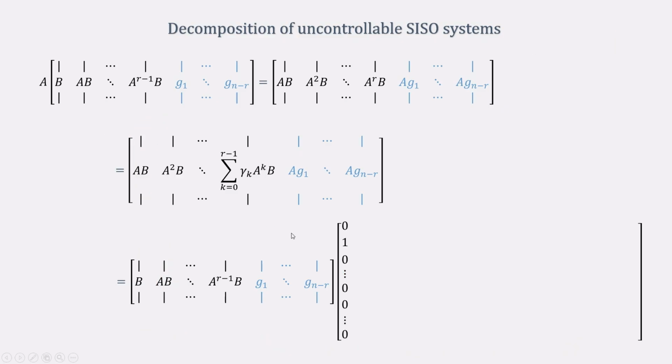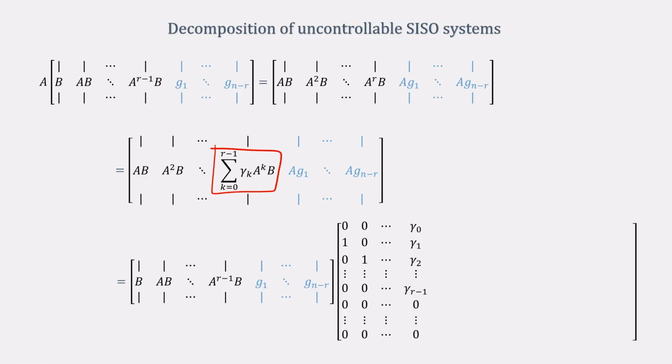And by now you know what the second column will be here. The second column is A square B. So, which means the second column of A hat should become this. If you keep on doing this, you will see that at this point we have the linear combinations of B to A to the power of r minus 1 B.